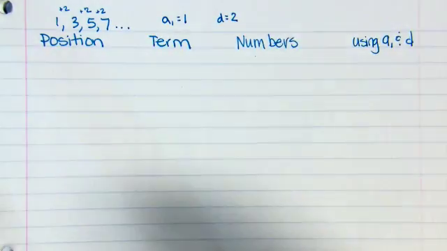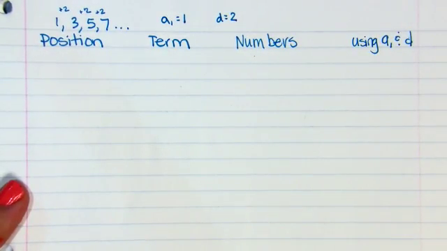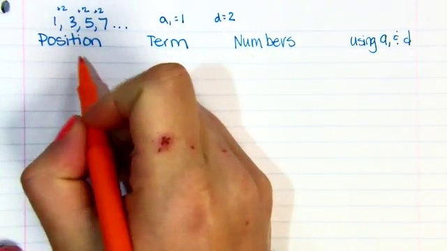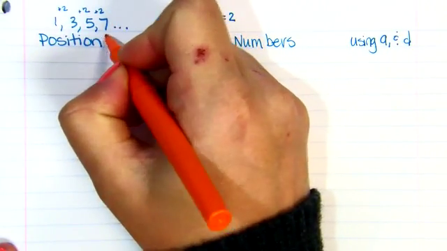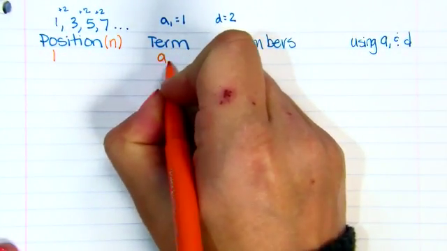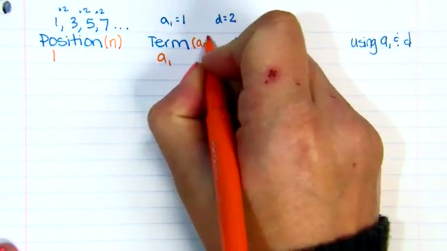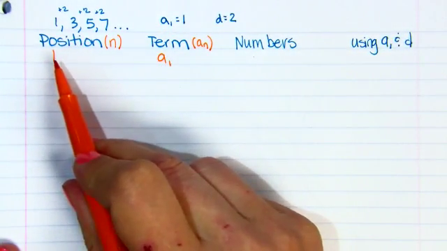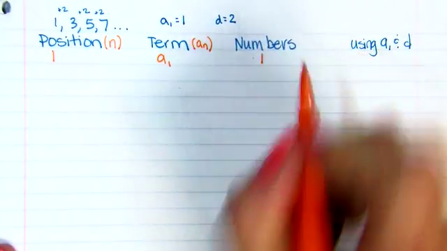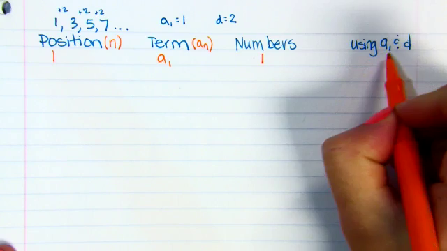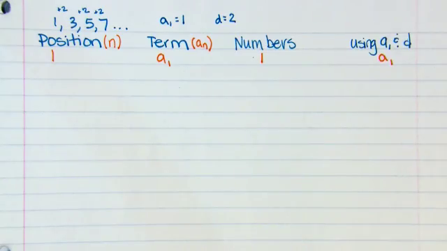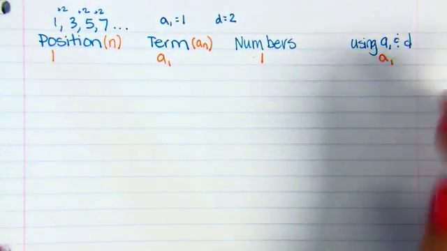So we're going to make a table and just kind of look at how we can develop the formula from the table. So for position, what we mean is like what number in line. Another thing to call that would be n. So in my first position, we call that the first term. So my first position tells me my first term. Using numbers, my first term is just 1. Using a sub 1, or using my correct terminology, that first term is just a sub 1. I haven't done anything to the first term yet.